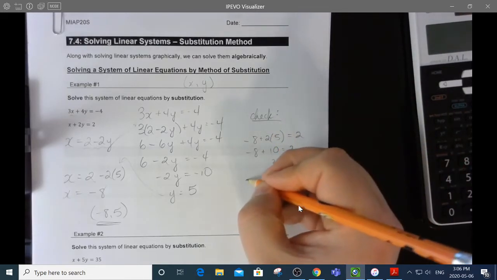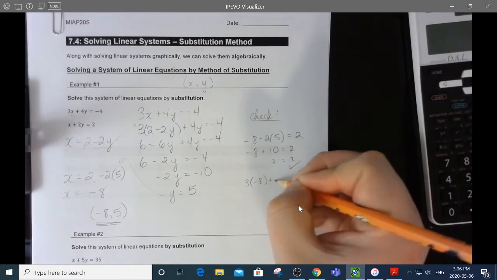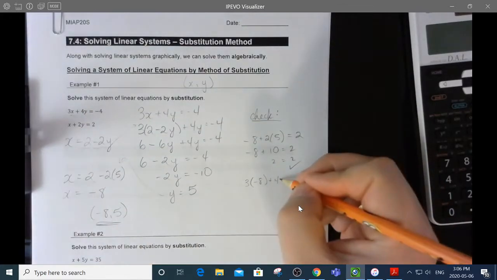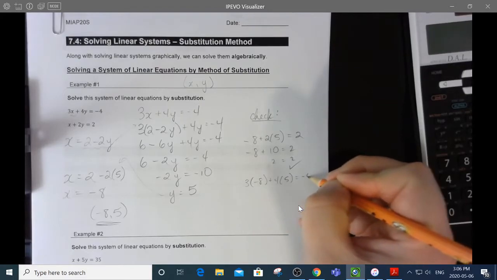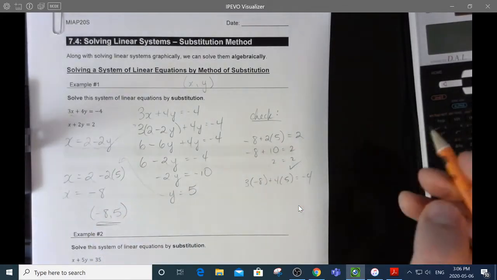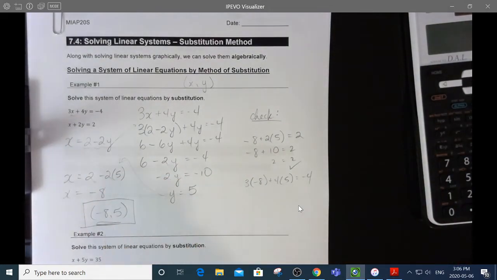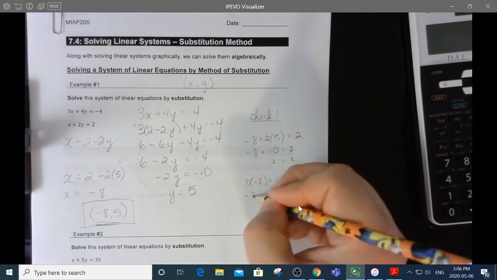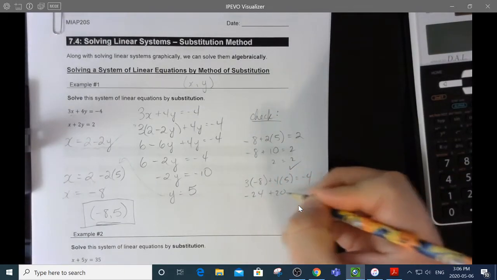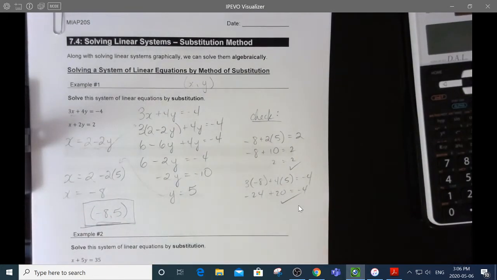Now, notice I picked that equation. I could have used the other equation, 3 times negative 8 plus 4 times, and instead of y, I put in a 5. And remember, we called this in the last chapter satisfying the equation. The point that we found should satisfy both equations because it is the intersection point of the two equations. It's on both lines. So that's negative 24 plus 20 equals negative 4, and yeah, we can tell that's true. So yep, we have the right answer. It is x equals negative 8 and y equals 5.